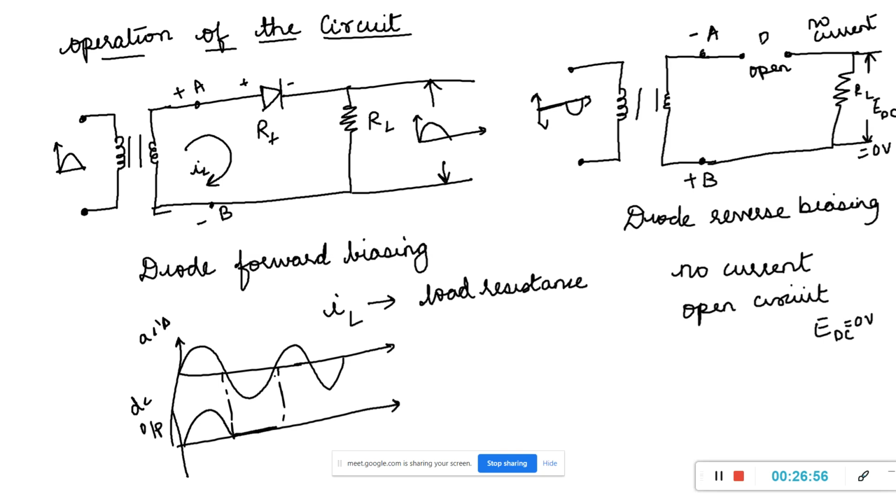Next, when the next cycle's positive half cycle is applied, the diode conducts, current flows, it acts as a closed circuit, and whatever current flows comes here. During the negative half cycle, the diode is off, no current flows, no voltage, 0 volts. So when the input AC is applied, during the positive half cycle the diode conducts, so input is equal to output. When the negative half cycle comes, the diode is off, no current flows, no voltage, so 0 volts.